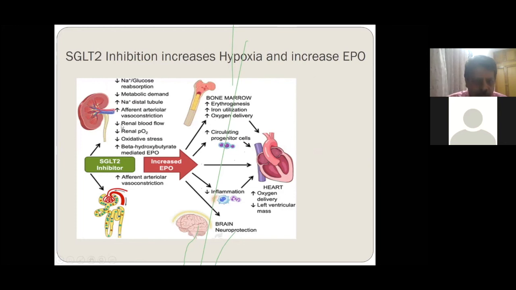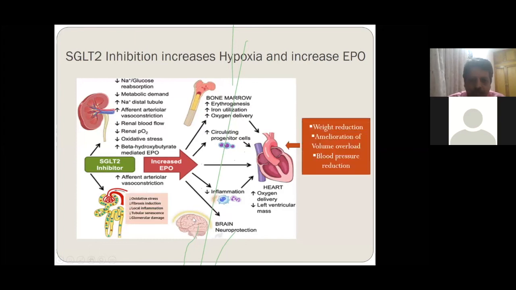And the decreased blood flow also is there and senses it. So there is increased beta hydroxybutyrate, which increases the sensitivity to increase the erythropoiesis. So SGLT2 inhibitors have beneficial effects, and by causing a vasoconstriction, it increases the tubular blood flow also. And there will be more and more erythropoietin, which increases the hemoglobin, which is better for the heart and also the brain, and the inflammation also reduces because hypoxia is an important factor for increasing the inflammation.